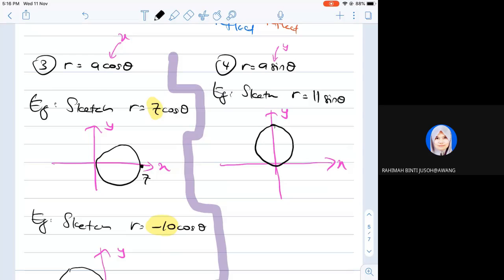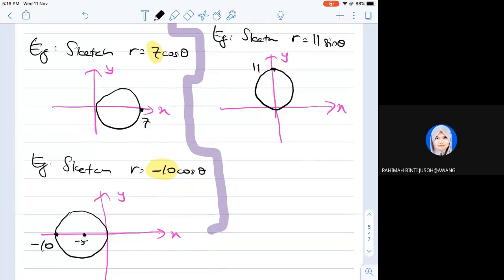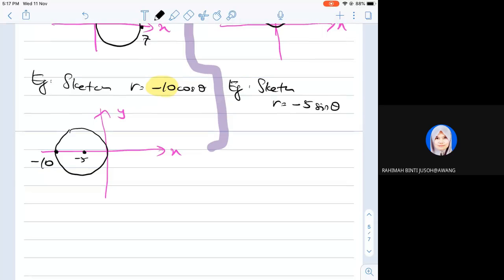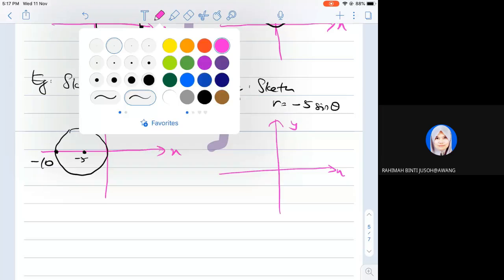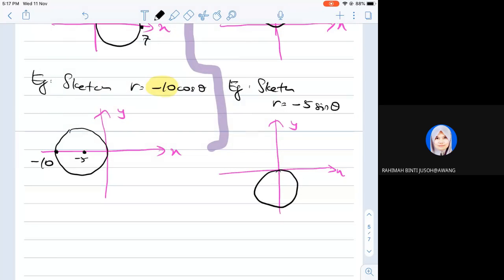As simple as that. So dekat sini of course 11. Okay? Senang je pola ni guys. Don't make it complicated. Okay, sketch R equals to, let's say, -5 sine theta. Where is the position? Y-axis down. Bawah. Downward here. And below, y-axis. Okay, dekat bawah ni. So here is -5.